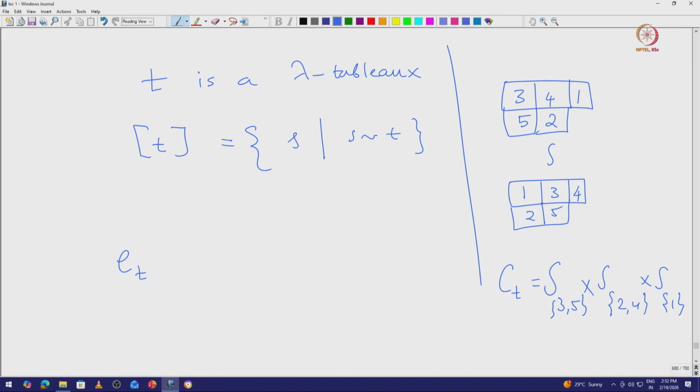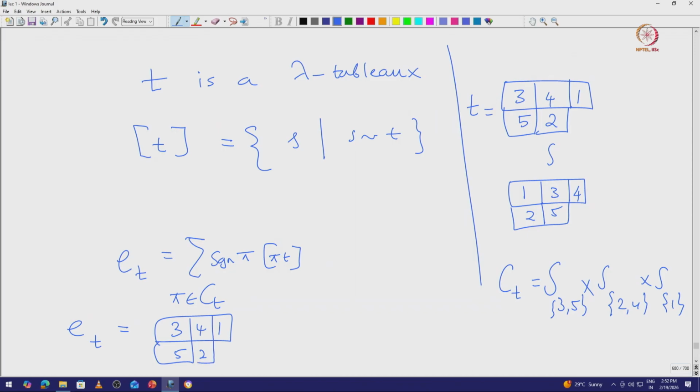In this case, if we take T to be this, then E_T is going to have all possible summation of the sign of π, with π applied on T, where π varies over all possible elements of C_T. In particular, in this example E_T is going to be: you first take this tabloid T, which is given by 3 4 1 5 2, and then, for example, you subtract the one with S_{3,5} applied.